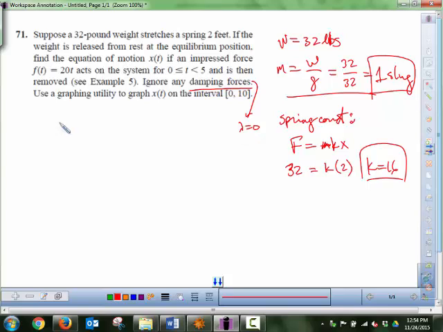And so how does our equation look again? We use X or Y? X of t? This doesn't matter. X double prime plus lambda X prime plus K over M X is equal to any external forces that we might have. All right, so lambda is equal to 0, K is 16 and M is equal to 1.